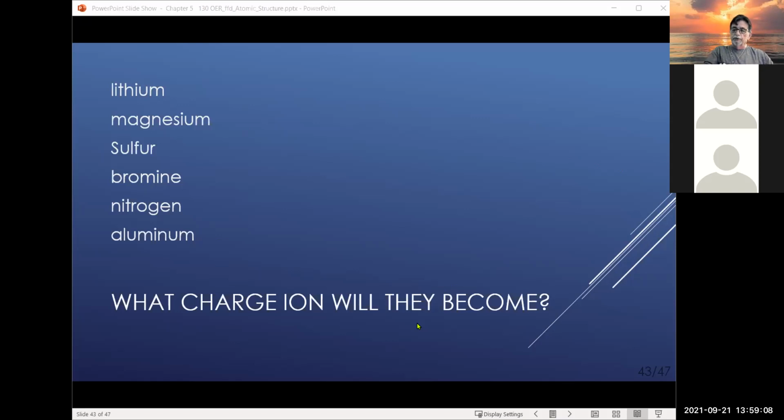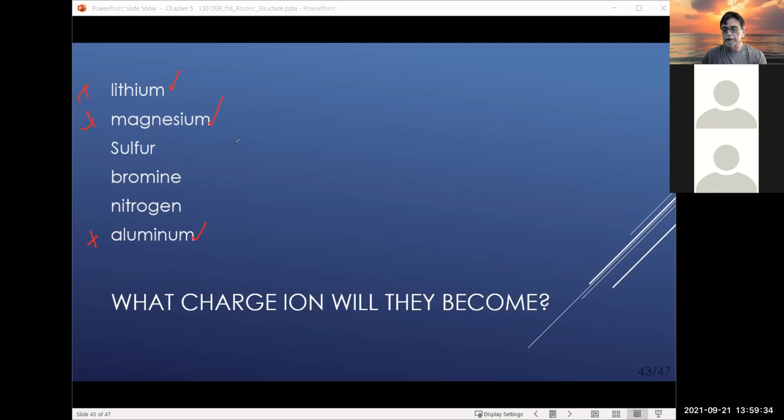First of all, you know all the metals. If you get a list like this, the first thing I would do is say, okay, let me find all the metals. Well, we know lithium's a metal, magnesium's a metal, aluminum's a metal. So those are going to have a positive charge. Don't know the magnitude yet, right? I'm just going through it systematically, right?